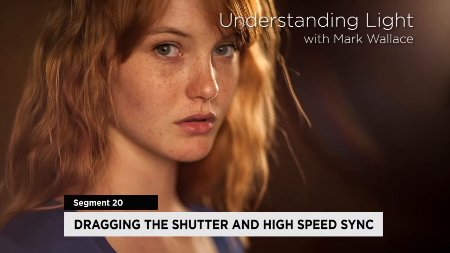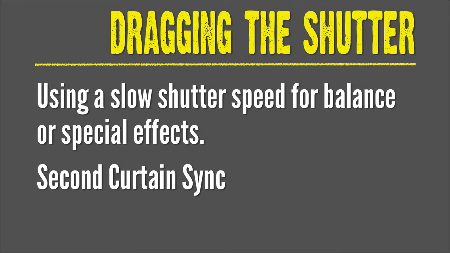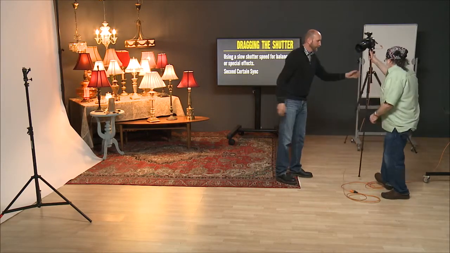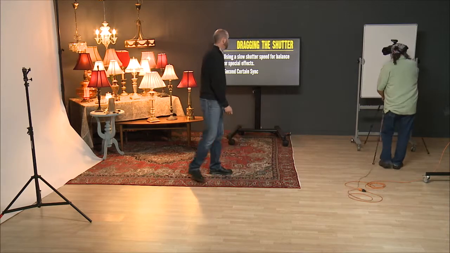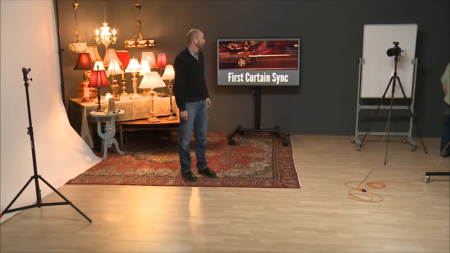Using a slow shutter speed, you can do this to balance ambient light or for special effects. And there's something else I want to talk to you about, and it's called rear curtain sync. And so the way to see this is very, very easy. So I've got a couple of pictures here, and I did this outside in Phoenix one night.